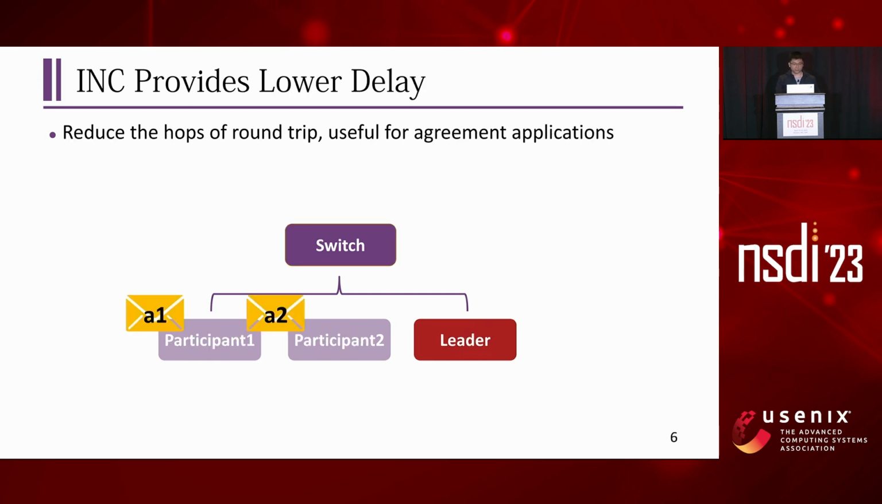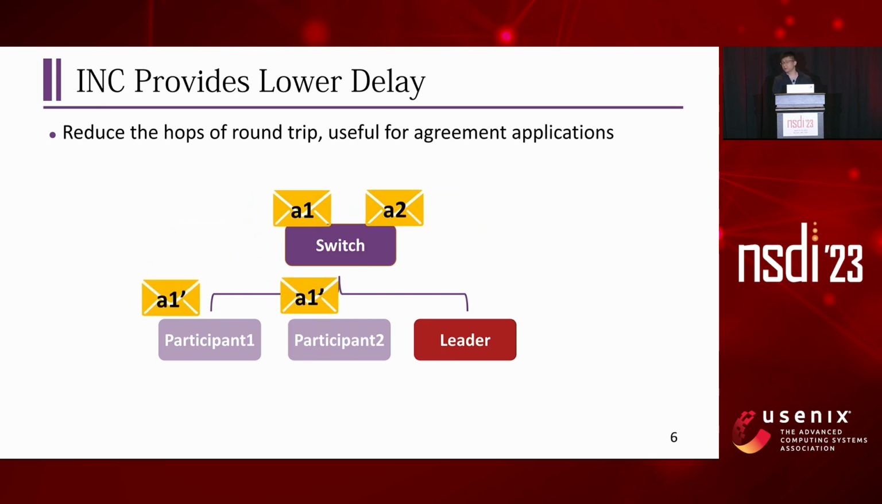The second reason to use INC is to reduce the delay of function calls. In the case of distributed agreement, participants send out their tickets to the leader for counting votes. Instead, if the switch can work as a leader and reply to participants directly, then the delay of the voting can be significantly reduced.